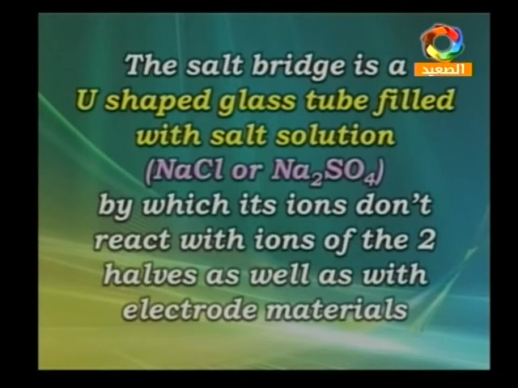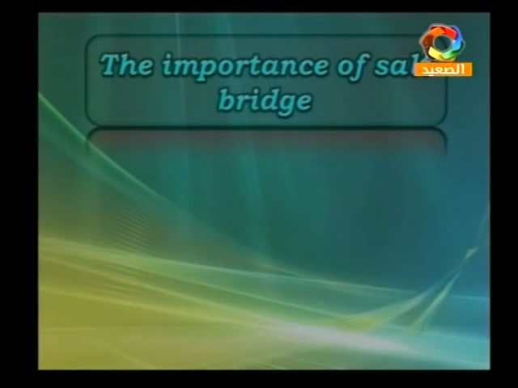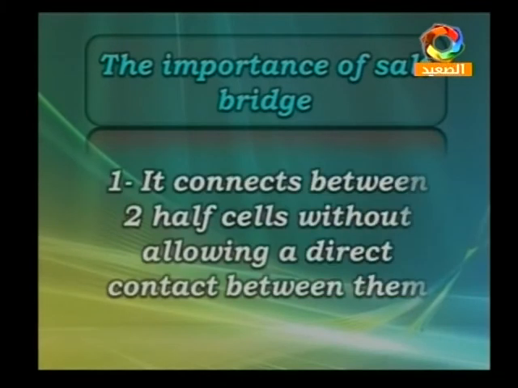So here, in this galvanic cell or Daniell cell, the salt bridge is like a bridge. It's called the bridge, just like this. Why? Because the ions of each salt found in the salt bridge don't make any reaction between the two halves, and don't enter the reaction of each one of them. So after that, the importance of the salt bridge.